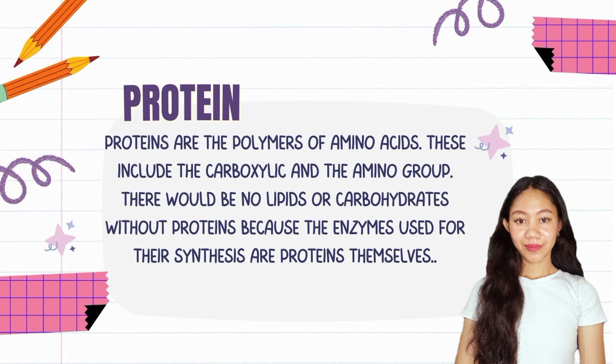Third is the protein. Proteins are the polymers of amino acids. These include the carboxylic and amino groups. There would be no lipids or carbohydrates without proteins because the enzymes used to synthesize them are proteins themselves.